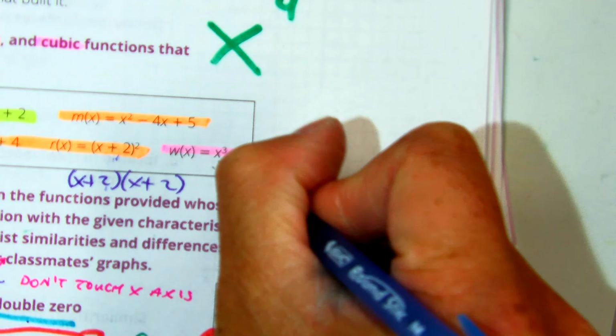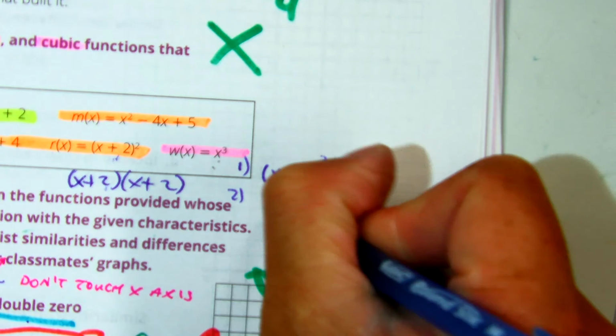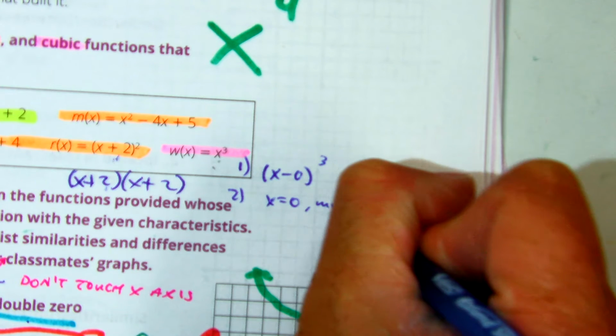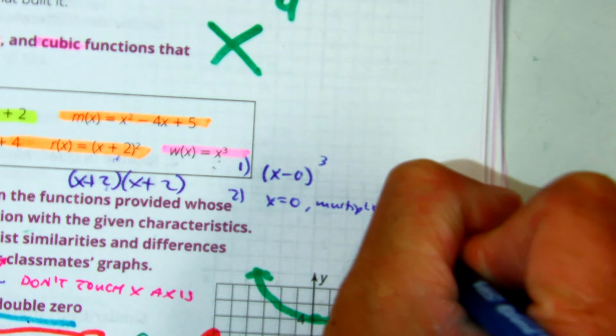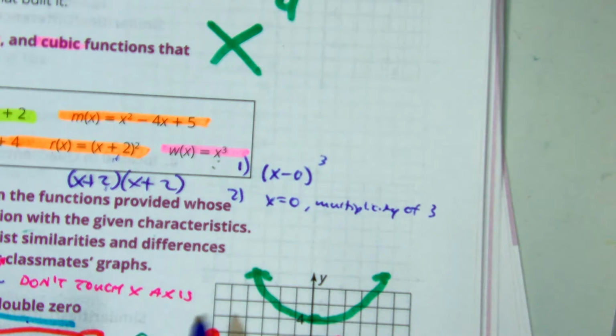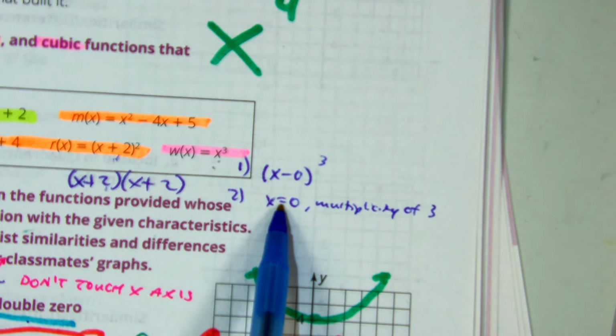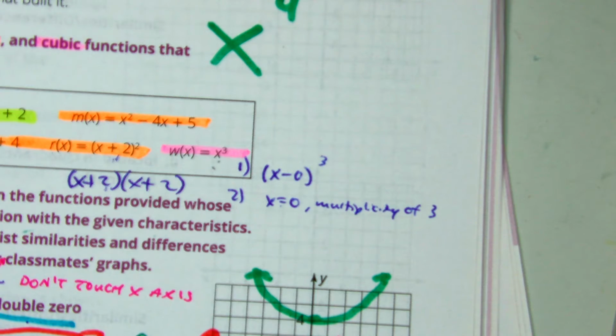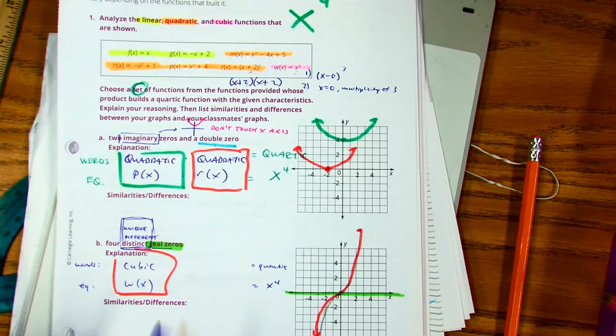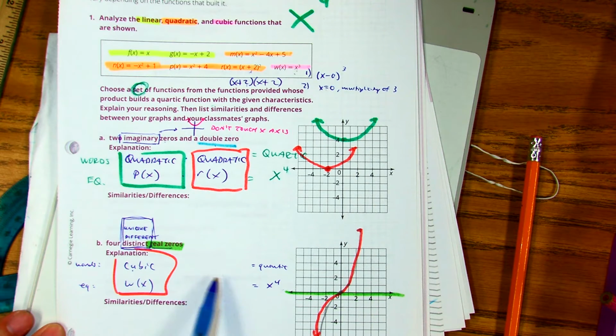So here's one way of saying it. Here's another way of saying it. X equals 0 with a multiplicity of 3. That means you have 3 of these. Does that make sense? All right. Partner A tell partner B, if I have a cubic, what can I not have here? What color can I not have here, and why? Ready, set, go.